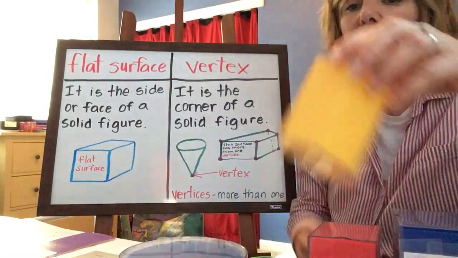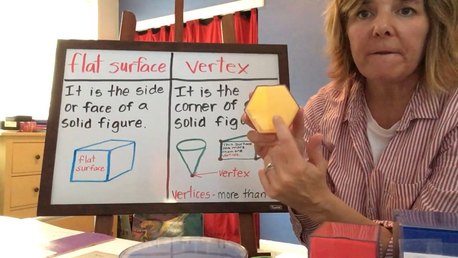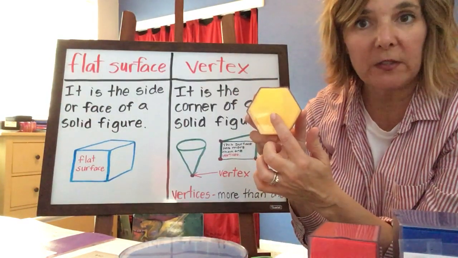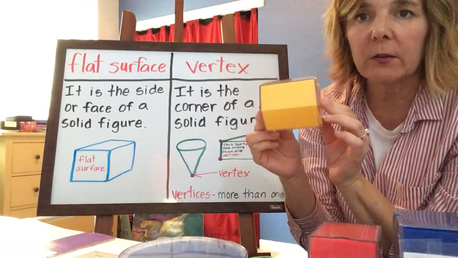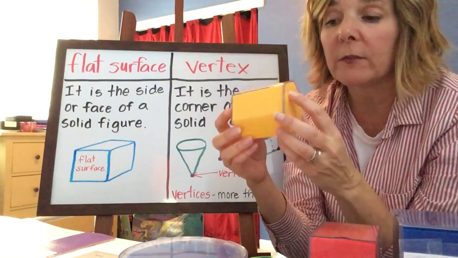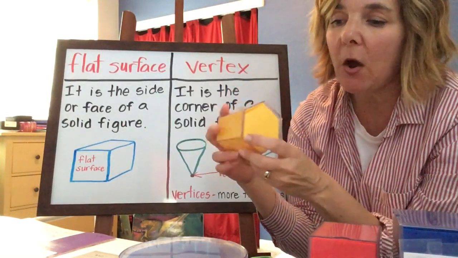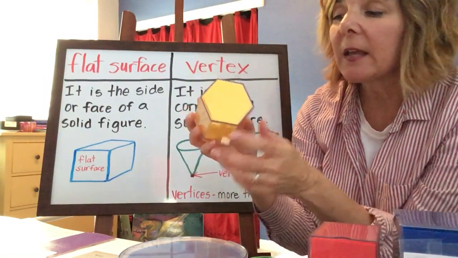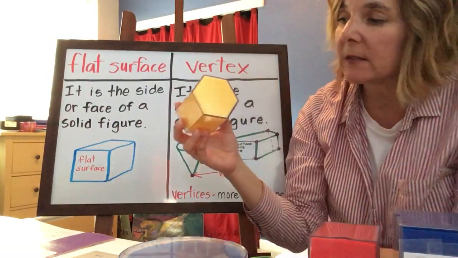Let's look at a hexagon today. So if I was just showing you the face of it, or one side of it, this would be my flat surface, and it's the shape of a hexagon. But this is actually a solid figure. Remember, if a solid figure comes in a 3D form, I can turn it around and I can see all the sides. So I could count my sides, and I can count my flat surfaces. And I can also count my vertices.